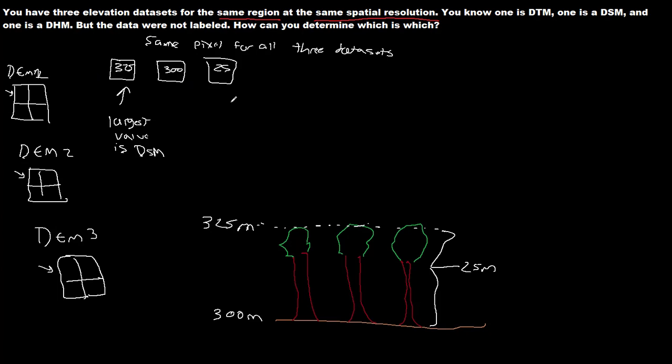By the same token, the smallest value will always be the DHM. Because if you think about it, the digital height model is the difference between the two. So if you're taking the difference, it's always going to be smaller than both of the others. So that's this 25 meters here. And then finally, the middle value is the DTM.